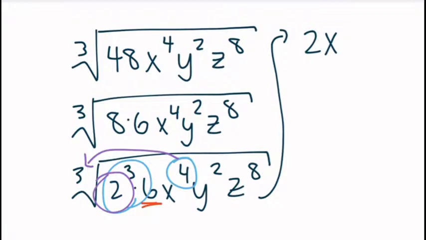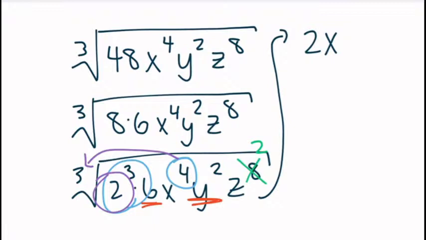Y squared, on the other hand, also doesn't have enough to be taken out. And then z to the 8th. So there's more, you can take out more than just one group of 3. You can actually take out 2 because 8 is greater than 6. So if we take out 2 groups, then that means we're taking out 6, and 8 minus 6 is equal to 2. So that means that z to the second, or z squared, is going to stay inside the radical.